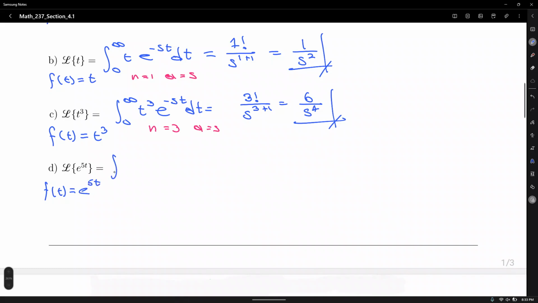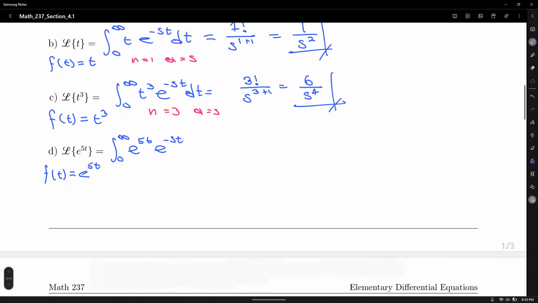So that is the integral from 0 to infinity of the function to be transformed, e to the 5t, e to the negative st. Let's not confuse the s with the 5. Hopefully I can write the number and the letter differently. Let's play with the exponentials here and write everything in terms of one single exponential. So that is the integral from 0 to infinity of e to the 5t minus st dt.